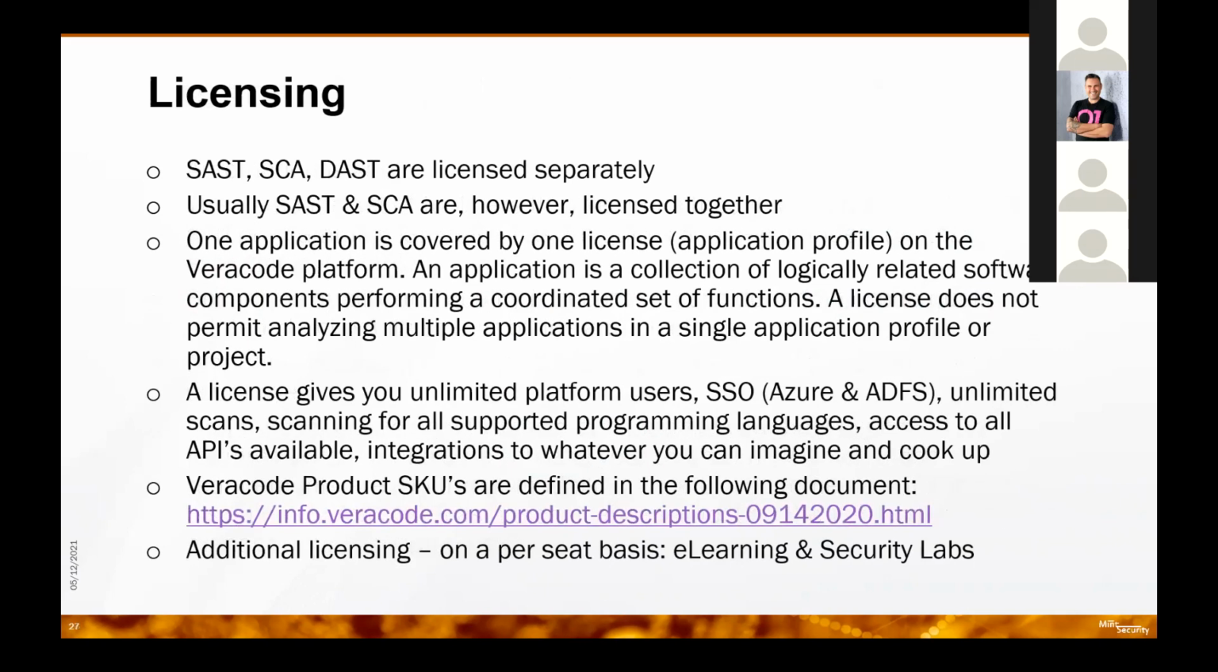And for those who are interested in understanding how licensing works, SAST, SCA, and DAST are all licensed separately. Usually SAST and SCA are licensed together because it makes sense from a security point of view. One application is one license, and an application is a collection of logically related software components performing a coordinated set of functions. That is the definition of what an application is. And with this one license, you get everything. You get all the features that you can use. So you can have an unlimited amount of users on the platform, single sign-on, unlimited scans. All programming languages are included. All APIs are included, and whatever integrations you can imagine, it's all included.